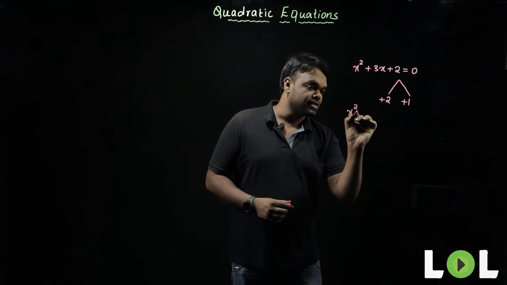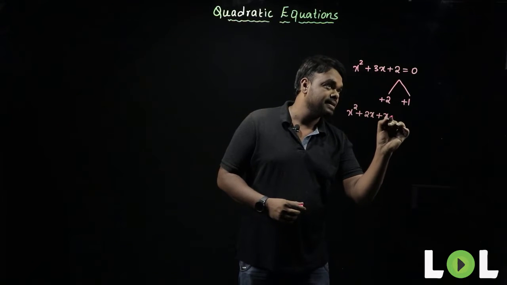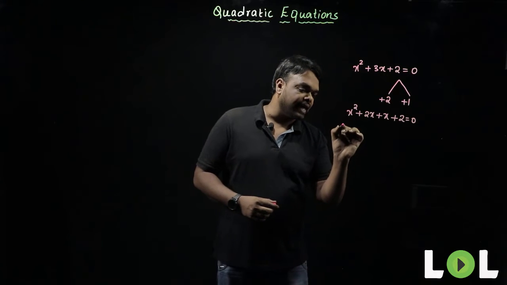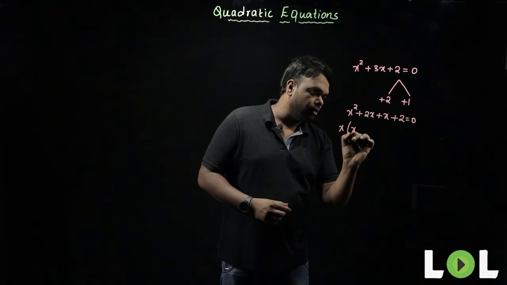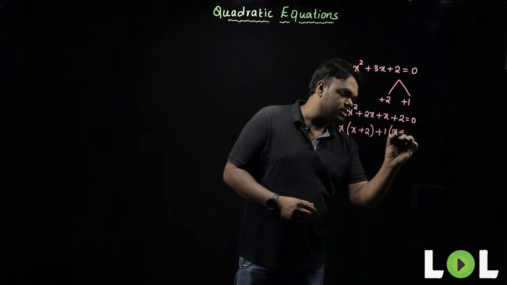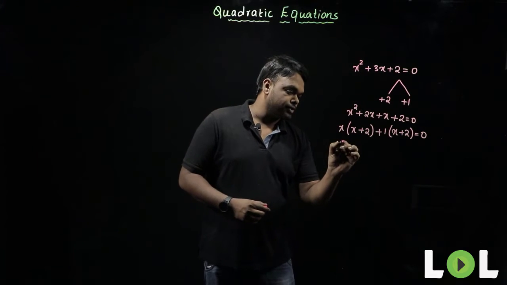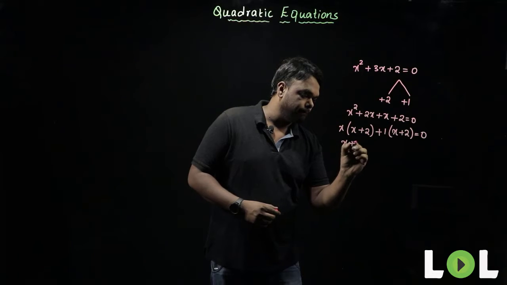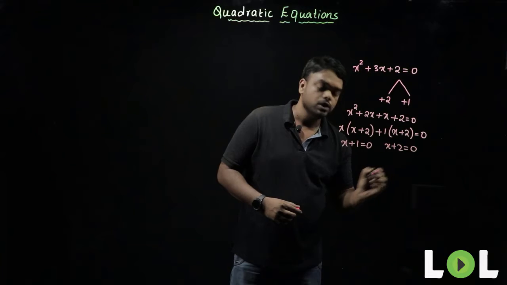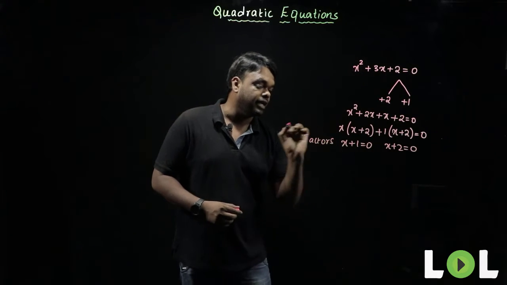What happens? x square plus 2x plus 1 into x is x, plus 2, equal to 0. Suppose I take x common from this, we have x plus 2, and I'll take 1 common from this, then there will be the same x plus 2 equal to 0. Now we got two factors. One is x plus 1 equal to 0. Another one is x plus 2 equal to 0. So these two are nothing but factors of the quadratic equation.